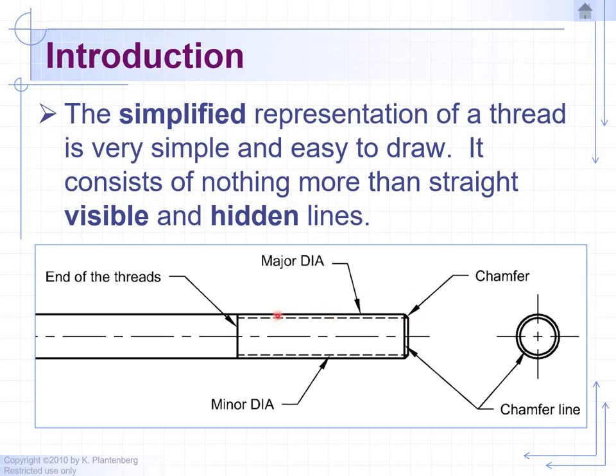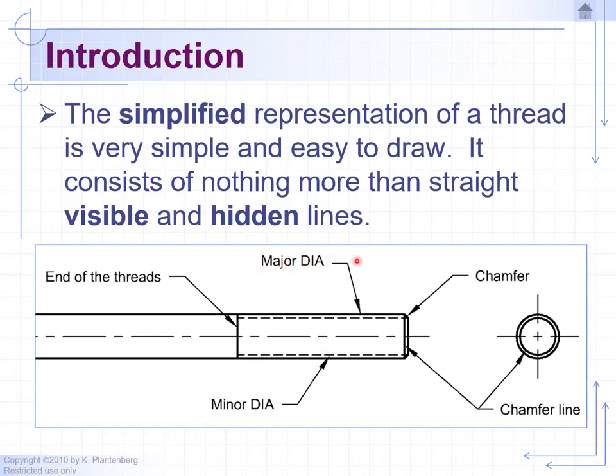This here is the major diameter, and the dashed line represents the minor diameter. And once again, we have a chamfer. So this is the chamfer line. Now, typically, even though this is the simplified version, there's an even more simplified version. It's simply by leaving out the dashed lines. So it's okay if you leave out the dashed lines for the minor diameter.